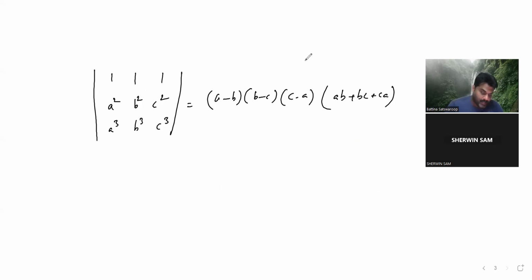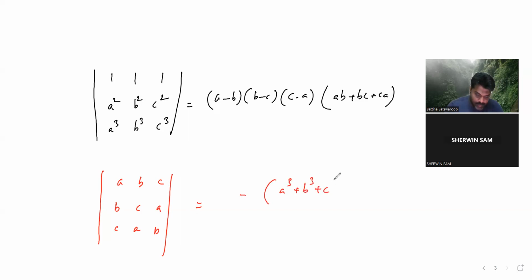One more important one. If the determinant inside is cyclic, see ABC, BCA, CAB, then it is minus of A cube plus B cube plus C cube minus 3ABC. Please remember, important observations. Okay, clear? Yes, sir.